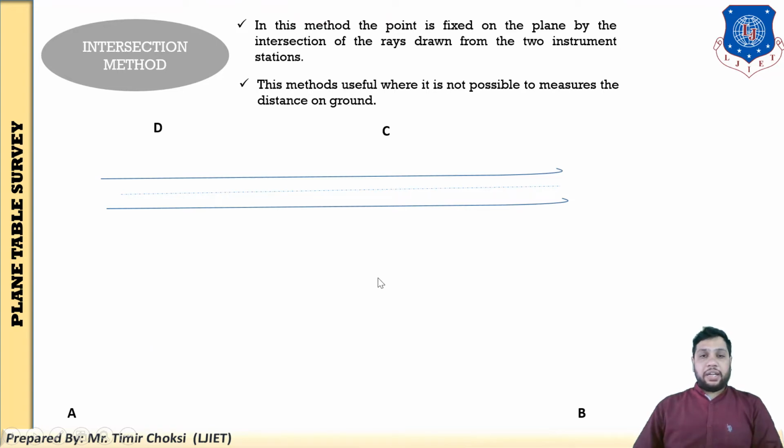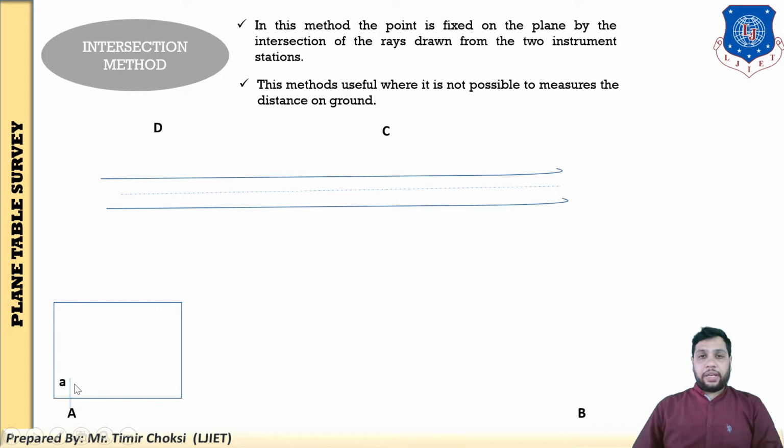Okay students, so here there are four stations. I will start this method. Your main goal is to plot the points C and D on the drawing sheet without measuring the distance. First, set up the plane table at station A. Now, using the U-fork with plumb bob, transfer the point A, small a, on the drawing sheet.